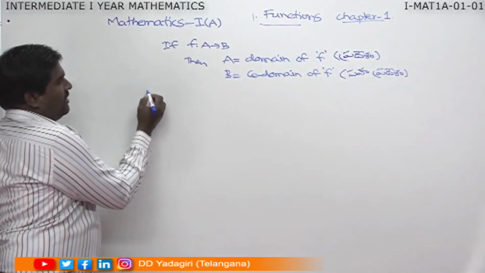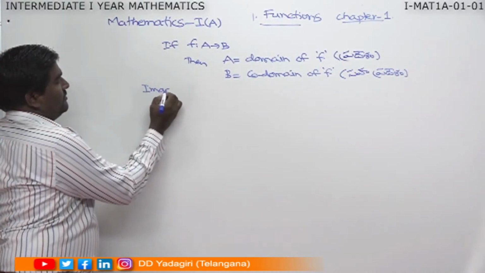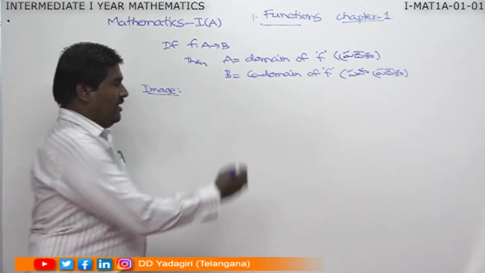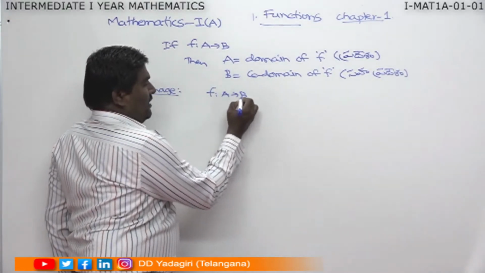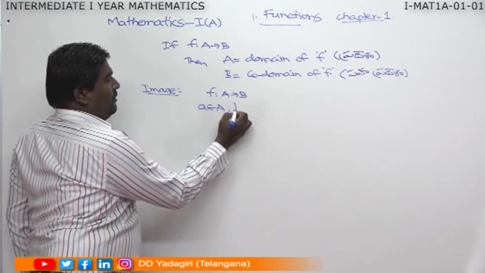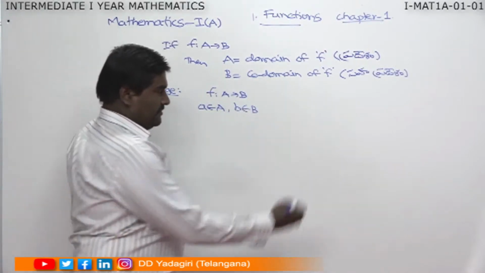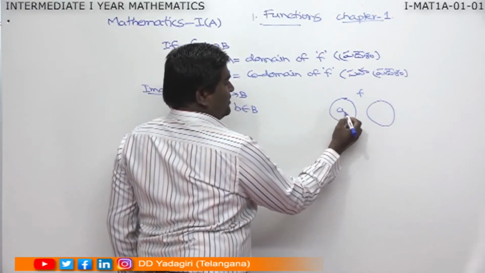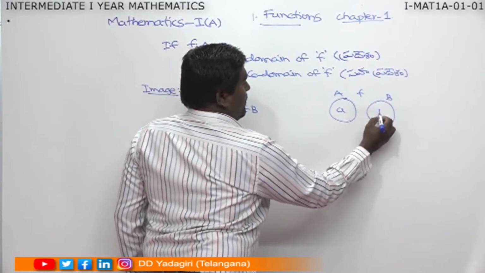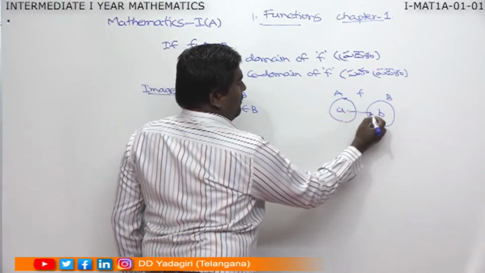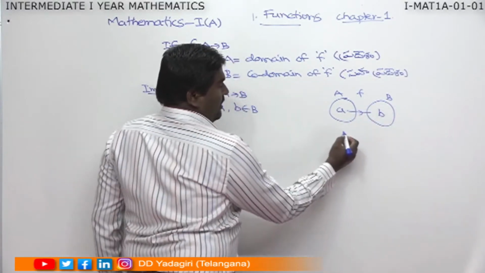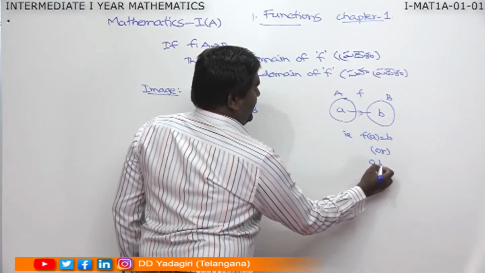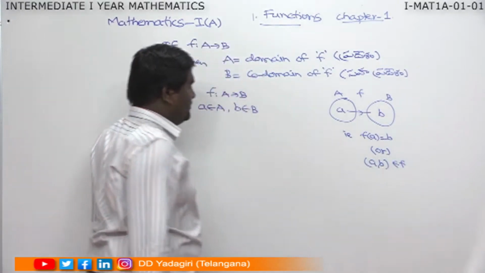Later we have another concept, image. What is an image? If f is a function from A to B, A is containing an element small a, B is containing an element small b. Here we have to take the function f as a is an element in capital A, b is an element in capital B. That is f of a is equal to b, or the ordered pair (a, b) belongs to f.